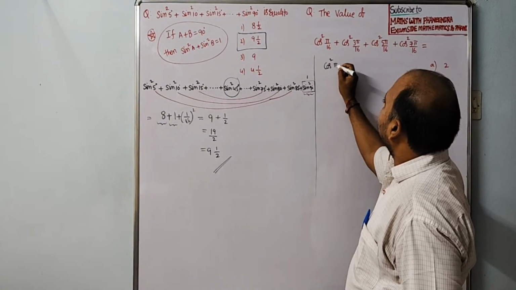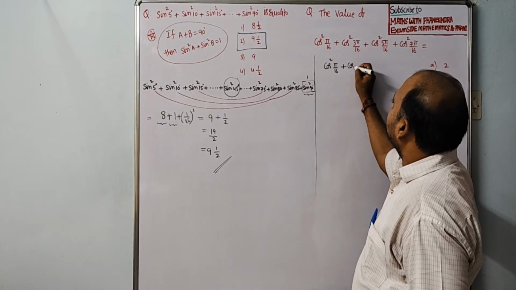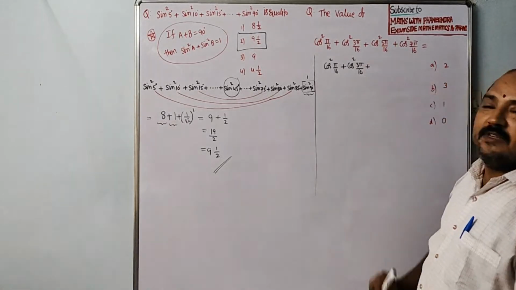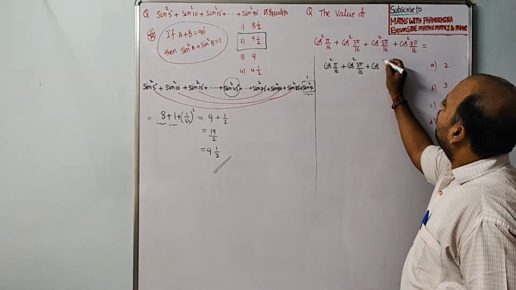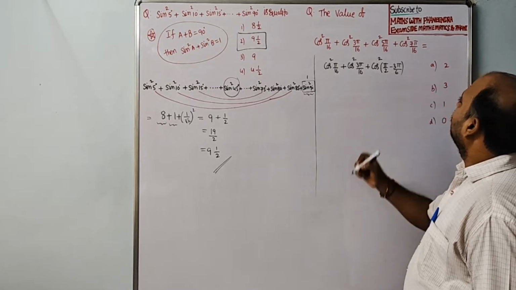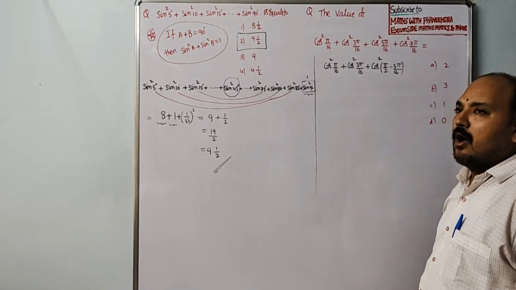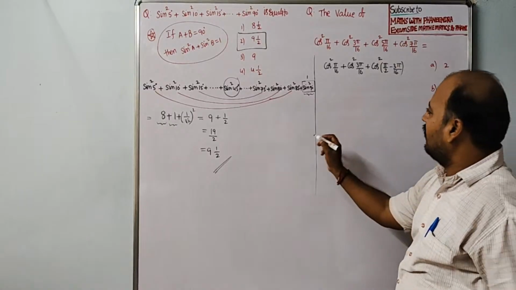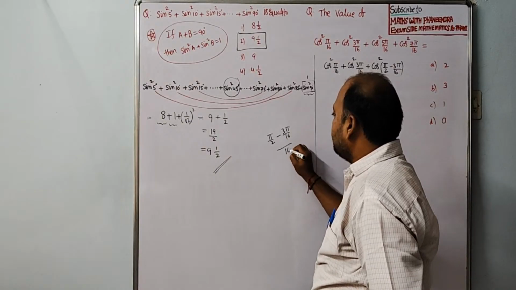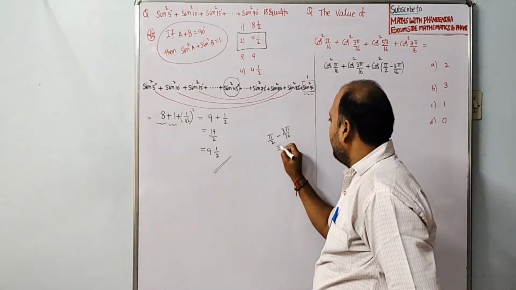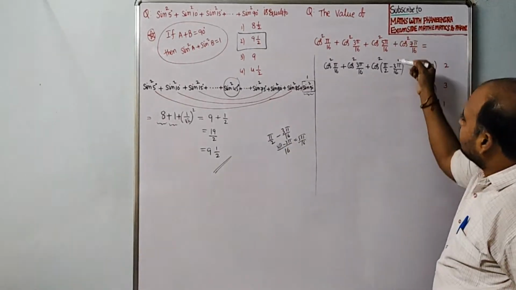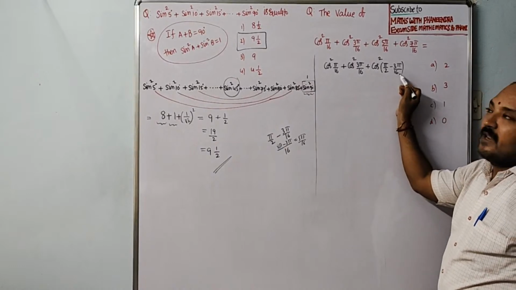Cos square pi by 16 plus cos square 3 pi by 16. This 5 pi by 16, we are writing as cos square of pi by 2 minus 3 pi by 16. See, are you getting 5 pi by 16 or not? Just roughly I am checking. Pi by 2 minus 3 pi by 16, LCM is 16 only, no? 2 8s, 8 pi minus 3 pi. Is it equal to 5 pi by 16 or not? So 5 pi by 16 we are writing as pi by 2 minus 3 pi by 16.